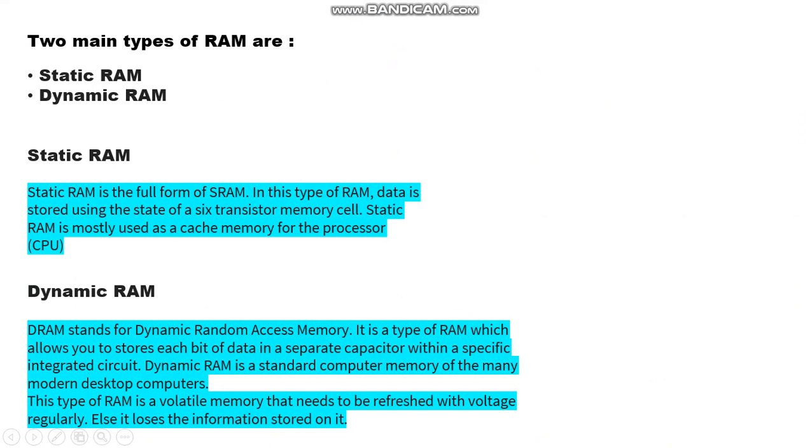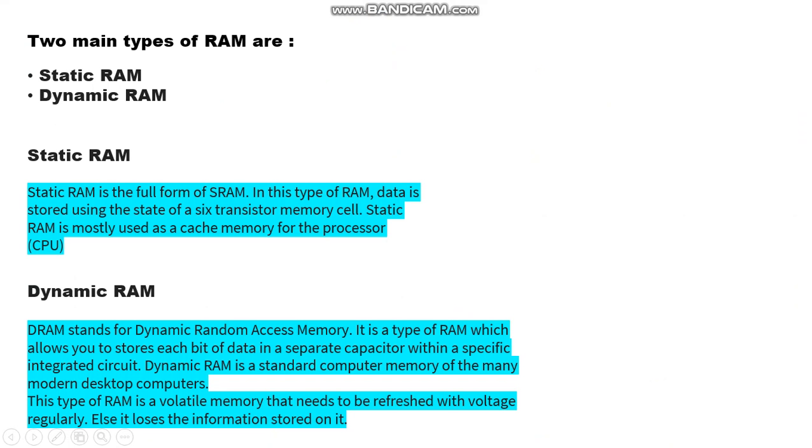Two main types of RAM are static RAM and dynamic RAM. Static RAM is the full form of SRAM. In this type of RAM, data is stored using the state of a six-transistor memory cell. Static RAM is mostly used as cache memory for the processor, the CPU. Dynamic RAM stands for Dynamic Random Access Memory.